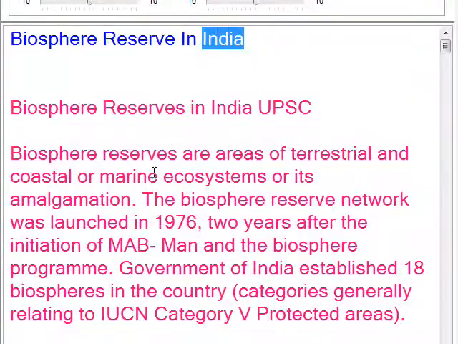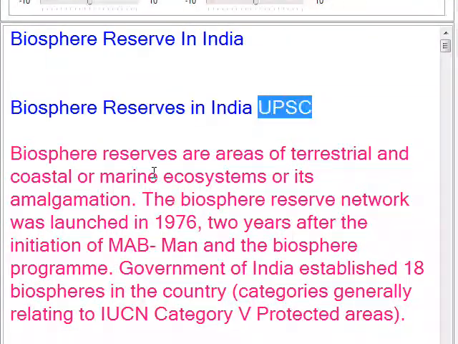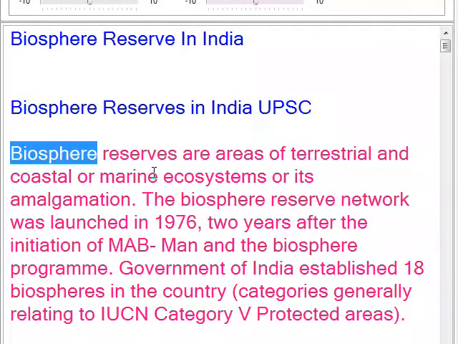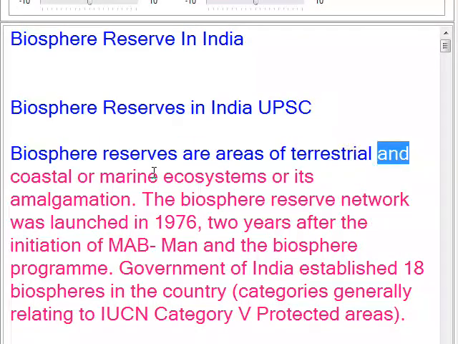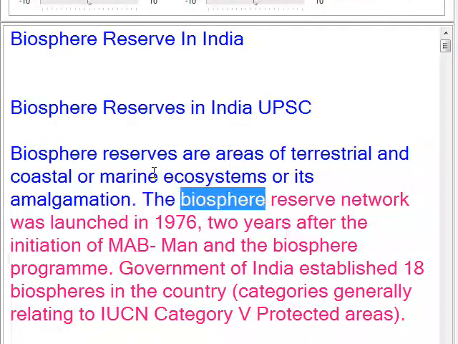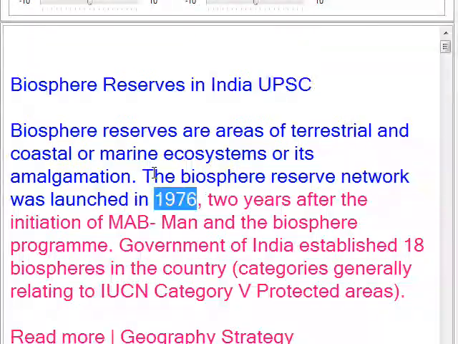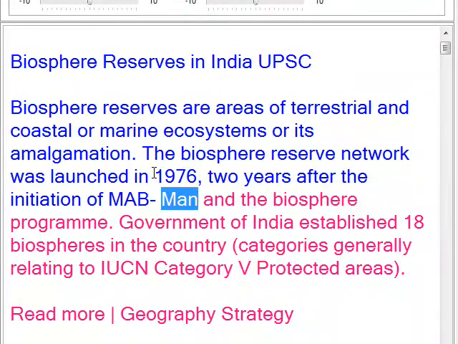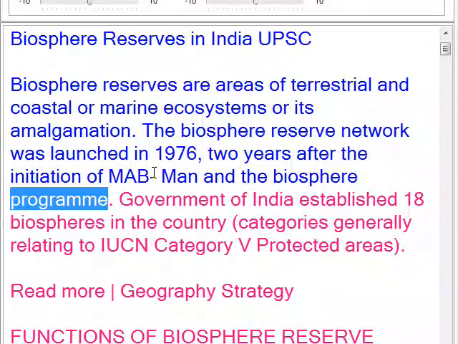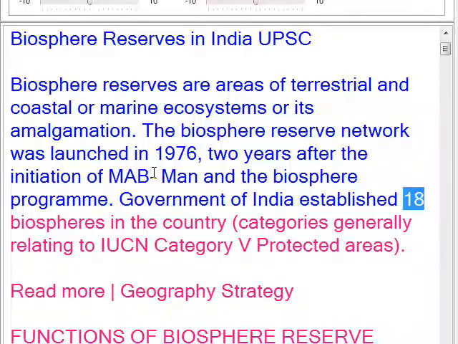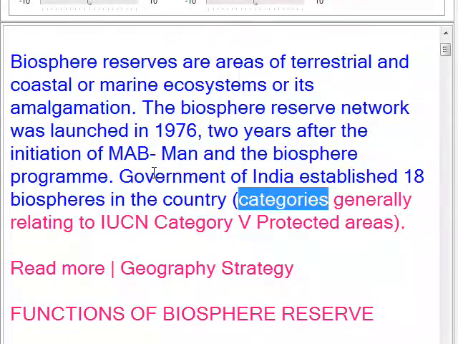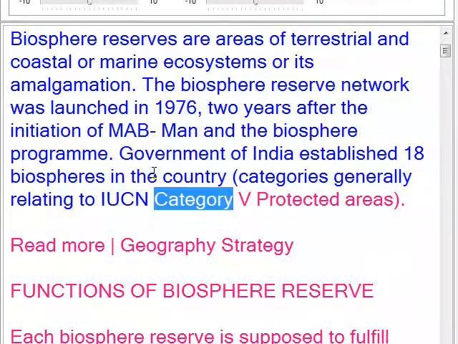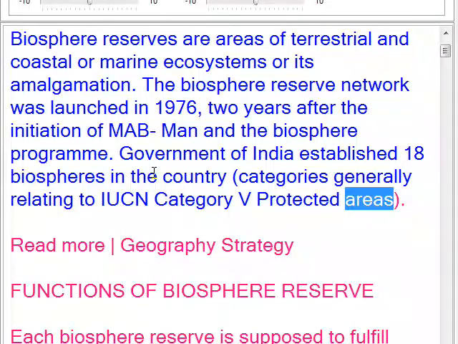Biosphere Reserves in India, UPSC. Biosphere reserves are areas of terrestrial and coastal or marine ecosystems, or a combination of them. The Biosphere Reserve Network was launched in 1976, two years after the initiation of the Man and the Biosphere Program. The Government of India has established 18 biosphere reserves in the country, generally relating to IUCN Category V protected areas.